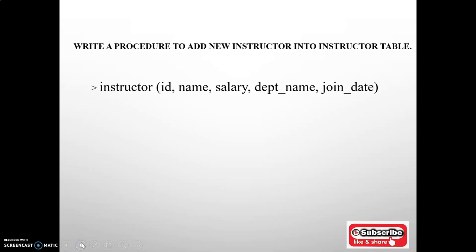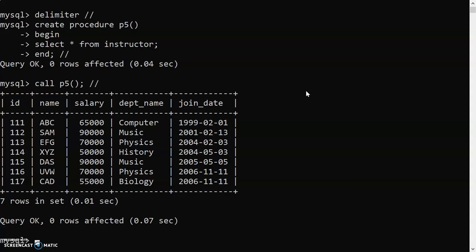So in the second part, I will show you how to write a procedure to add a new instructor into the instructor table. To add a new instructor into the instructor table, simply we execute an insert statement: insert into instructor values. But with the procedure, how to add a new instructor, that I will show you. Already we have this table instructor with these attributes. So I will show you how to create that procedure.